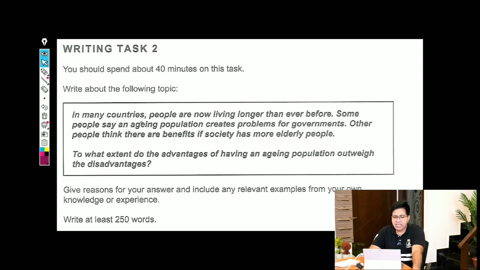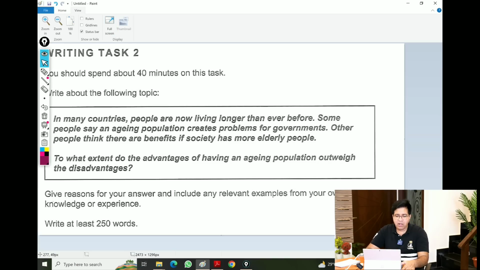Here we are with the topic. The topic says, in many countries, people are now living longer than ever before. Some people say an aging population creates problems for governments. Other people think there are benefits if society has more elderly people. To what extent do the advantages of having an aging population outweigh the drawbacks?